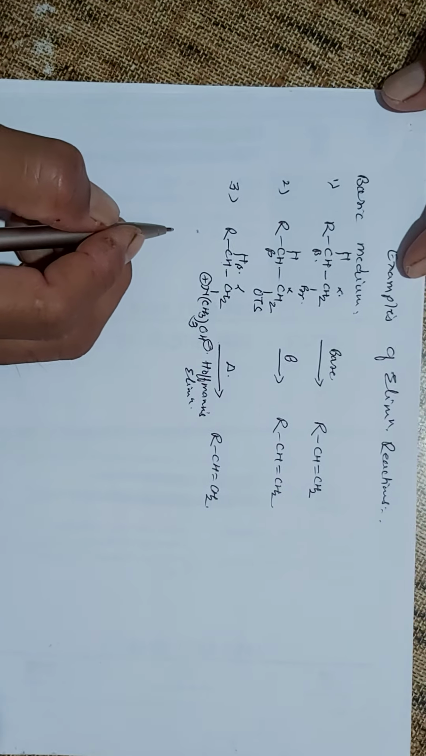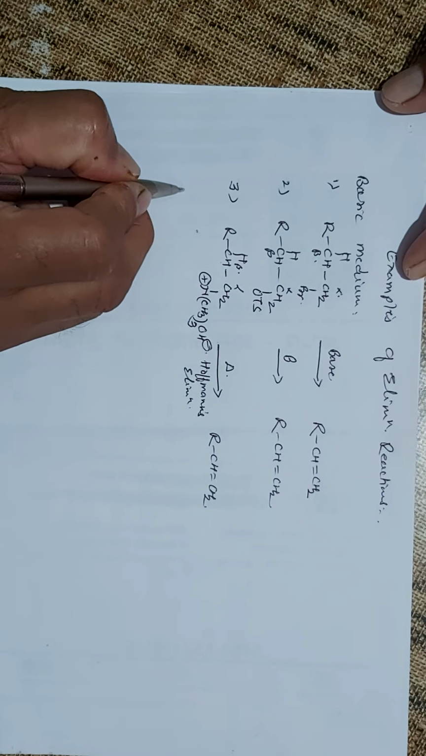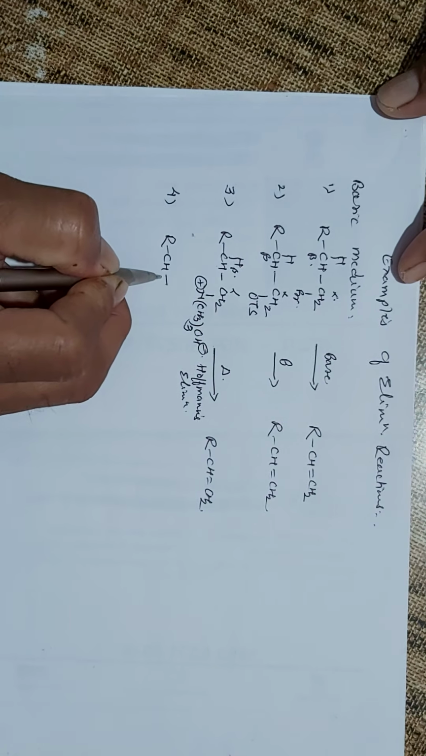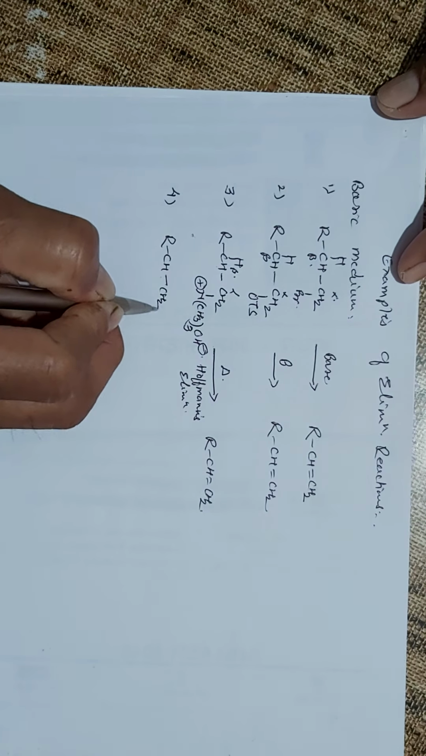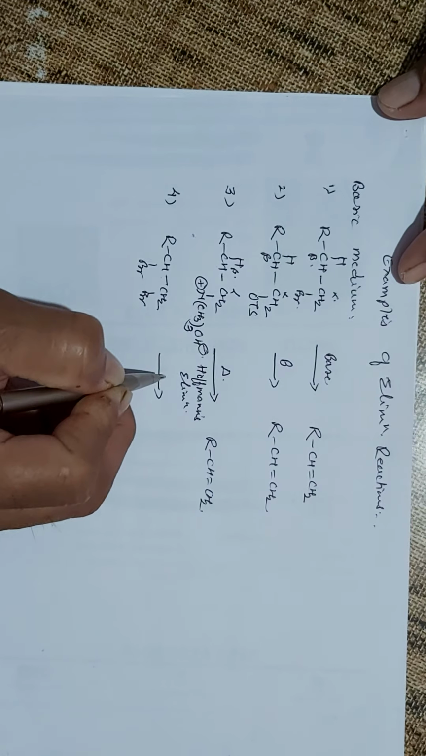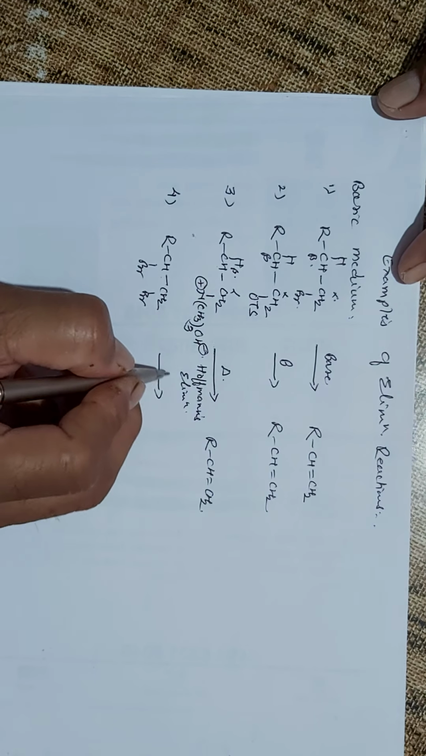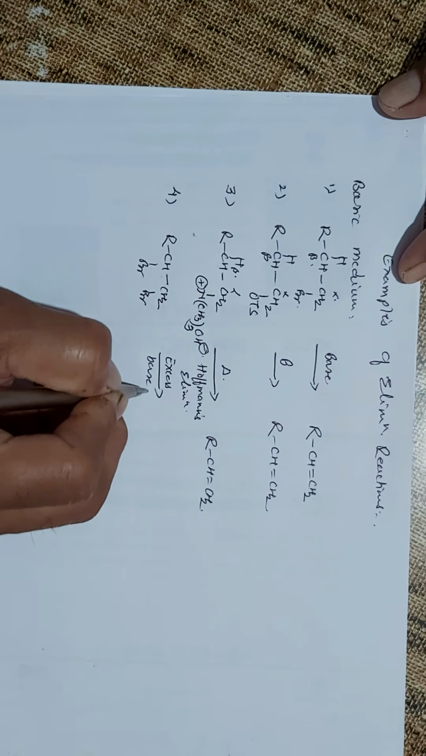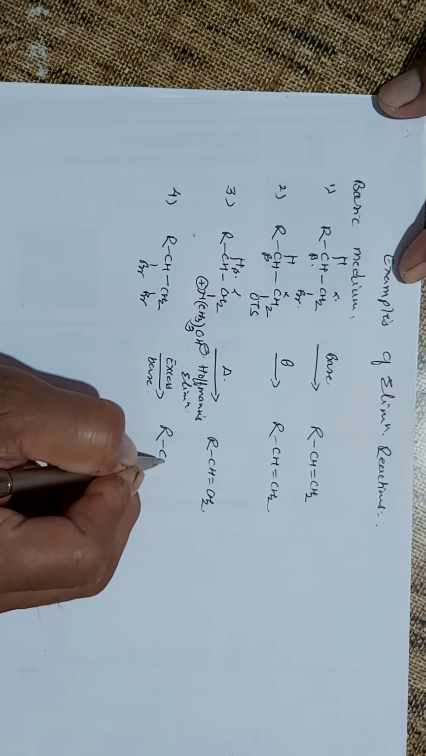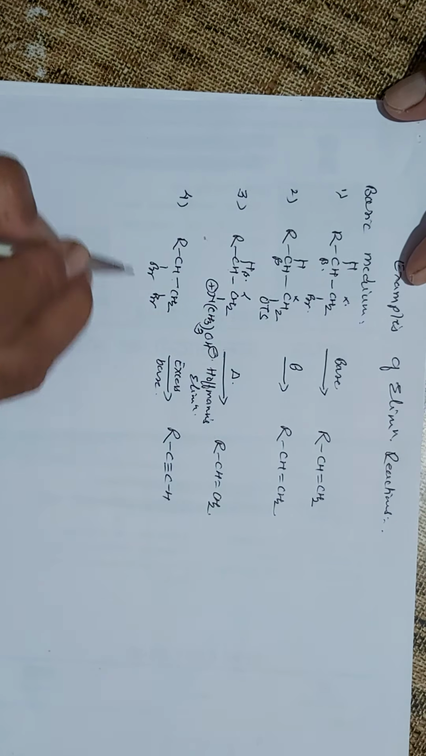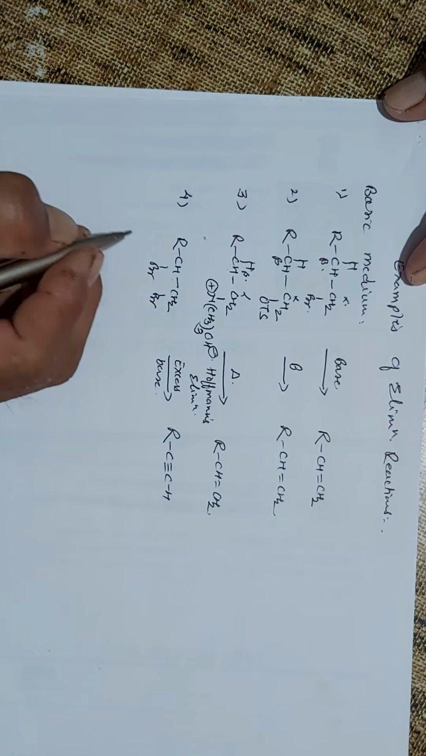Then if you use an excess of base in these reactions, we are going to get dehydrohalogenation. Excess base can be used, and the elimination here will give you the product with a carbon-carbon triple bond. So these are some of the reactions which take place in basic medium.